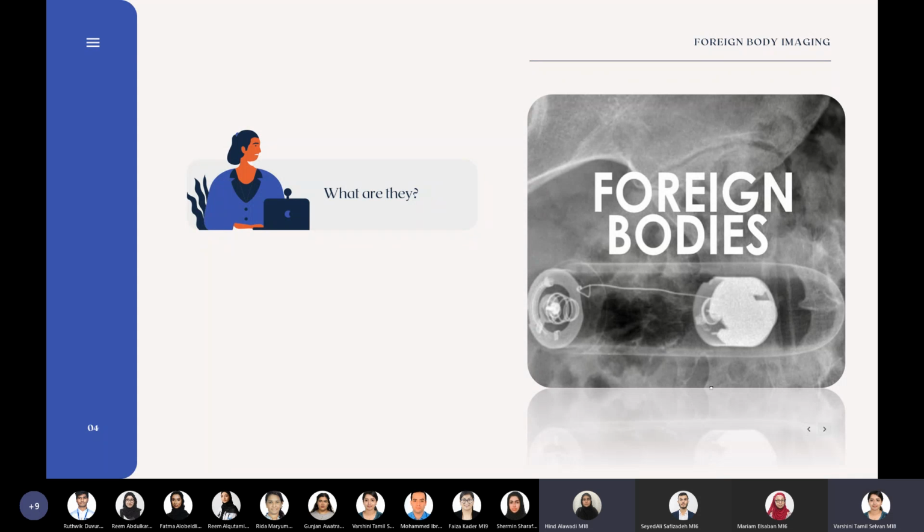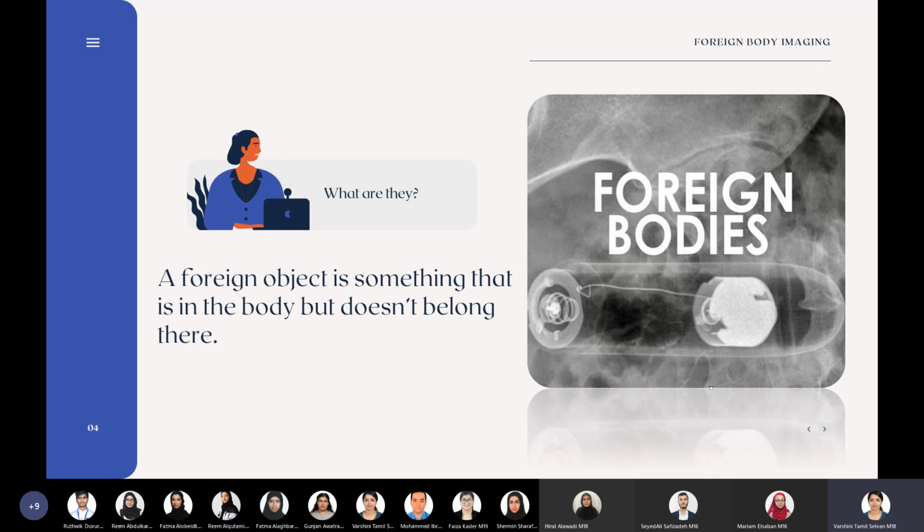Yes, that's a brilliant answer. And thank you, Faiza, Fatma, and Noor for telling the right answer. So foreign bodies are actually something that is in the body, but it doesn't belong there. And they are normally not found in the normal human body. They can be inserted into the body accidentally or intentionally, like Hind said, and they can also sometimes be swallowed. They can become lodged or they can get stuck in various parts of the body, such as the ears, nose, eyes, and the airways.